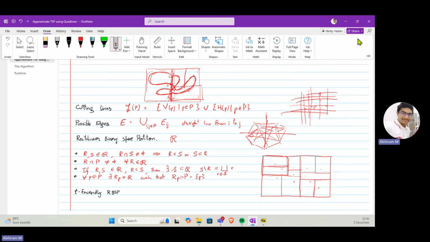So finally, you can see that in our divide and conquer, what we want to do is cut down along an RBSP until we reach our base case, solve the base case, and then assimilate them to become bigger.